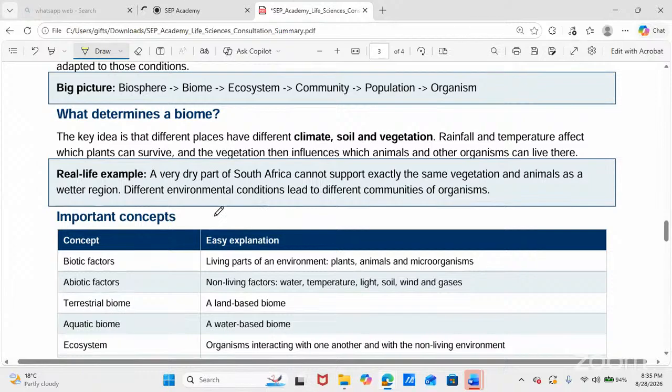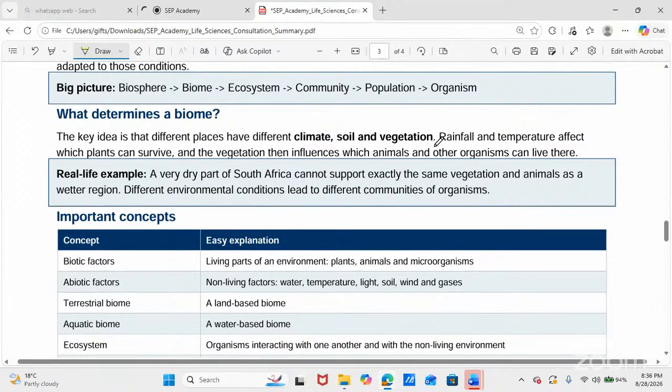So the key idea is that different places have different climate, different soil and vegetation. When we say vegetation, we are simply talking about the plant life there and the plant availability in that place. Where we are right now, we have clay as the soil type, and then you go to another place, they have sand as the soil type. They are different. And where we live, there is high rainfall, it's always raining throughout the year.